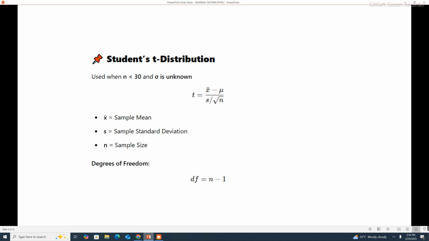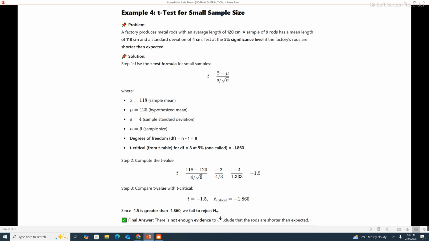So look at this now. The t-distribution, we are still using the formula. This x is the sample mean, your s is the sample standard deviation, and your n is the sample size. Now you will need the degree of freedom. I will be doing a separate video where I will show you how to check the tables for these distributions. But let's keep it in mind, because if you want to check the t value, you will need your degree of freedom, which is n minus 1. Now, let's look at this example.